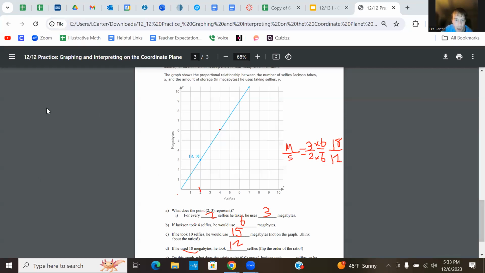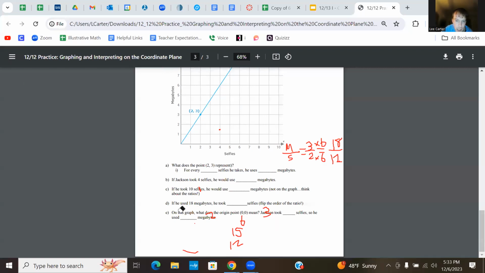Okay. And then kind of a sneaky one that you've probably not seen before. See if this makes sense to you. So the origin, which is the 0, 0 point, right? The one right here. Okay. What does that point mean? Well, X is selfies, Y is megabytes. So he took 0 selfies. So he used 0 megabytes. Not really that hard, right? If that's all that means.